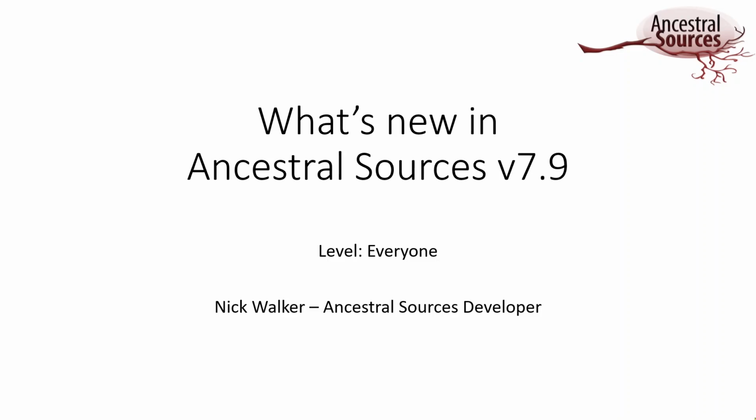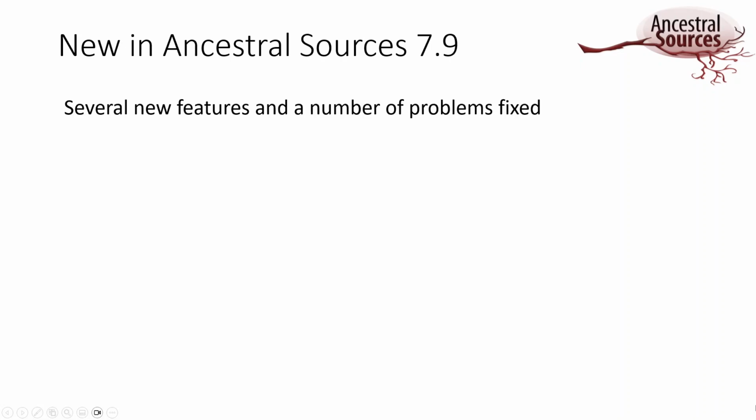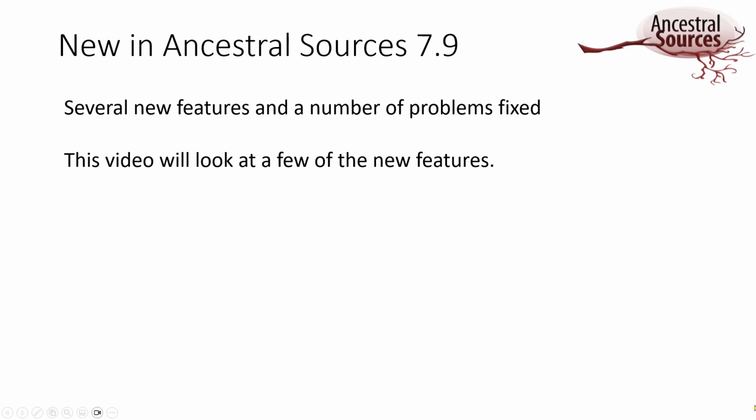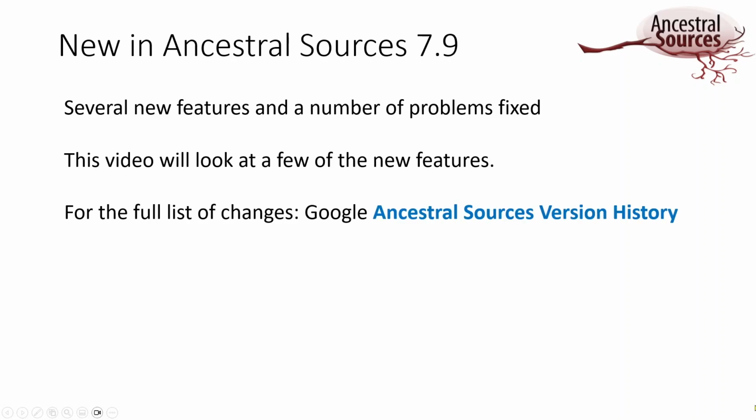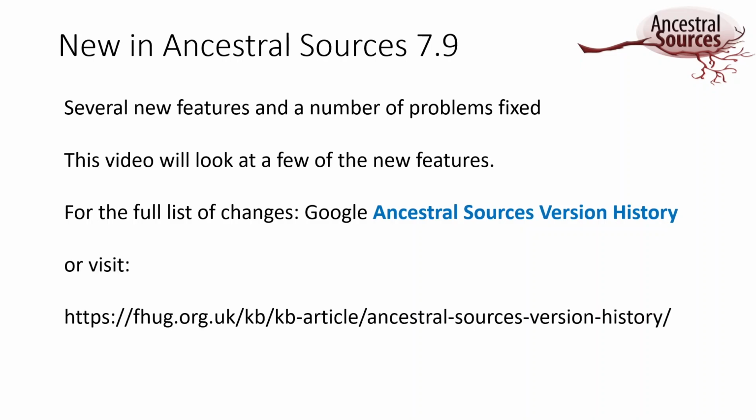In this video I'm going to be looking at Ancestral Sources version 7.9, which was released in March 2025. There are several new features and a number of problems fixed. This video will look at a few of those new features, but for a full list of changes, Google Ancestral Sources version history or visit the link that's on the page there.